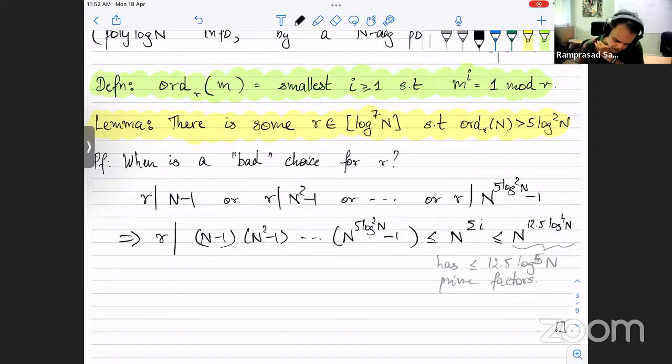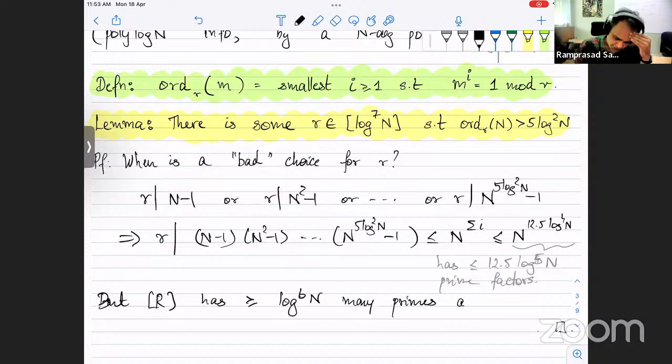Okay, but the set of numbers all the way till, I don't know, log power 7 or something is going to have at least log power 6 many primes within them or something. Okay, so this has at least log power 6 n many primes among them.